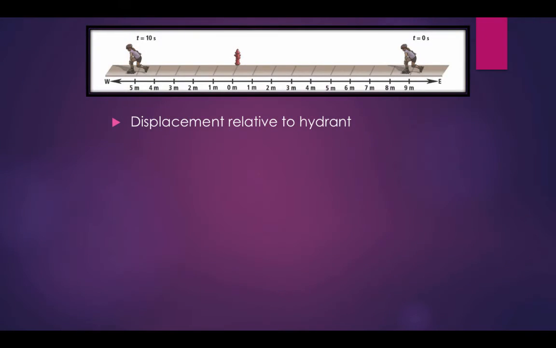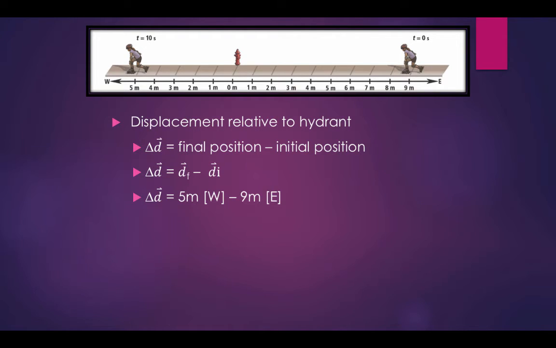Displacement relative to the hydrant. Delta d equals final position minus initial position. Delta d equals df minus di. Delta d equals 5 meters to the west minus 9 meters east. Now, if we were to do the math, 5 meters minus 9 meters makes negative 4 meters, which we've already decided is not her displacement. Her displacement is 14 meters to the west.